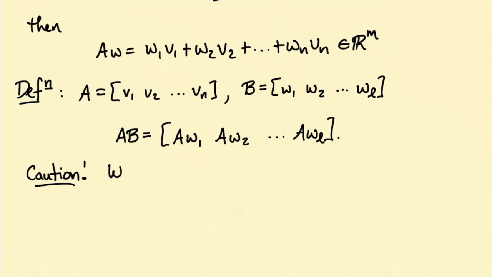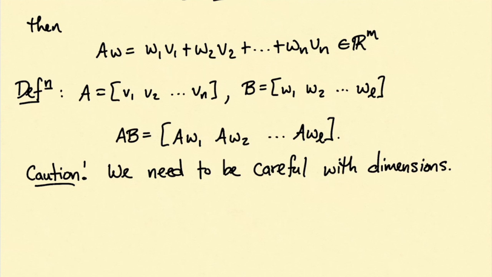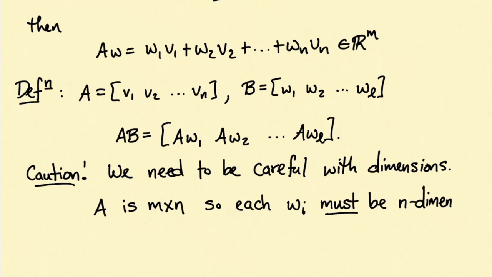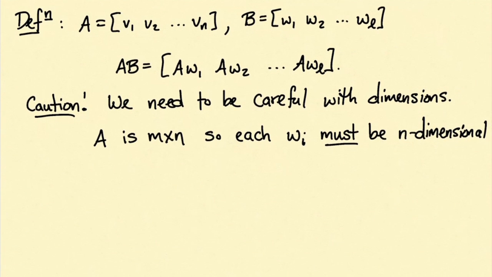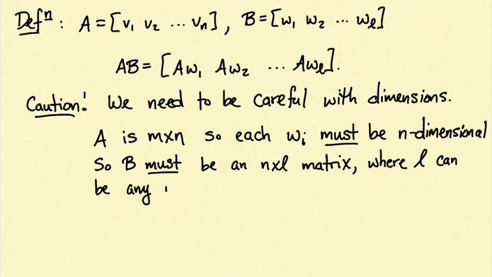Note here that the dimensions of our matrices are very important. Since our matrix A is an m by n matrix, we can only multiply vectors that are n-dimensional. The reason for this is when we multiply our matrix A by one of the w's, we should expect to get a linear combination of the v's. So this tells us that B must be an n by L matrix, where L can be any positive integer.